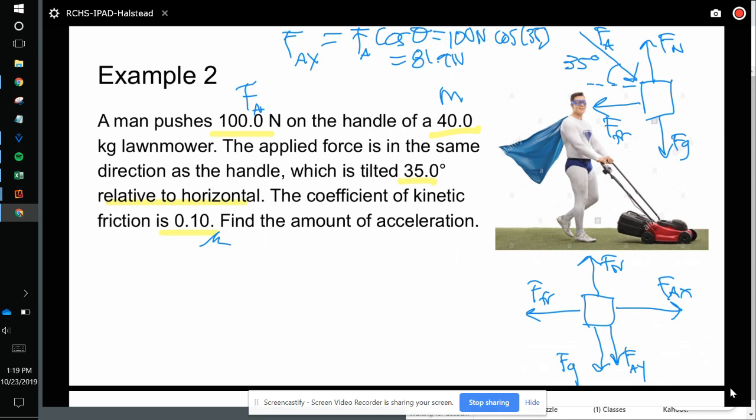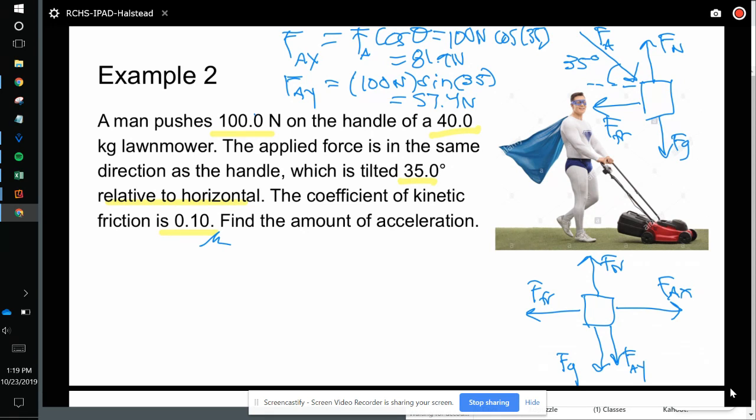My force applied Y, let me erase this right here so that we can see. Force applied Y is going to be the force applied, which is 100 newtons, times the sine of 35, which is 100 times the sine of 35, 57.35, so 57.4 newtons. And then now that we have that, we can now finally do our Newton's second law equation.